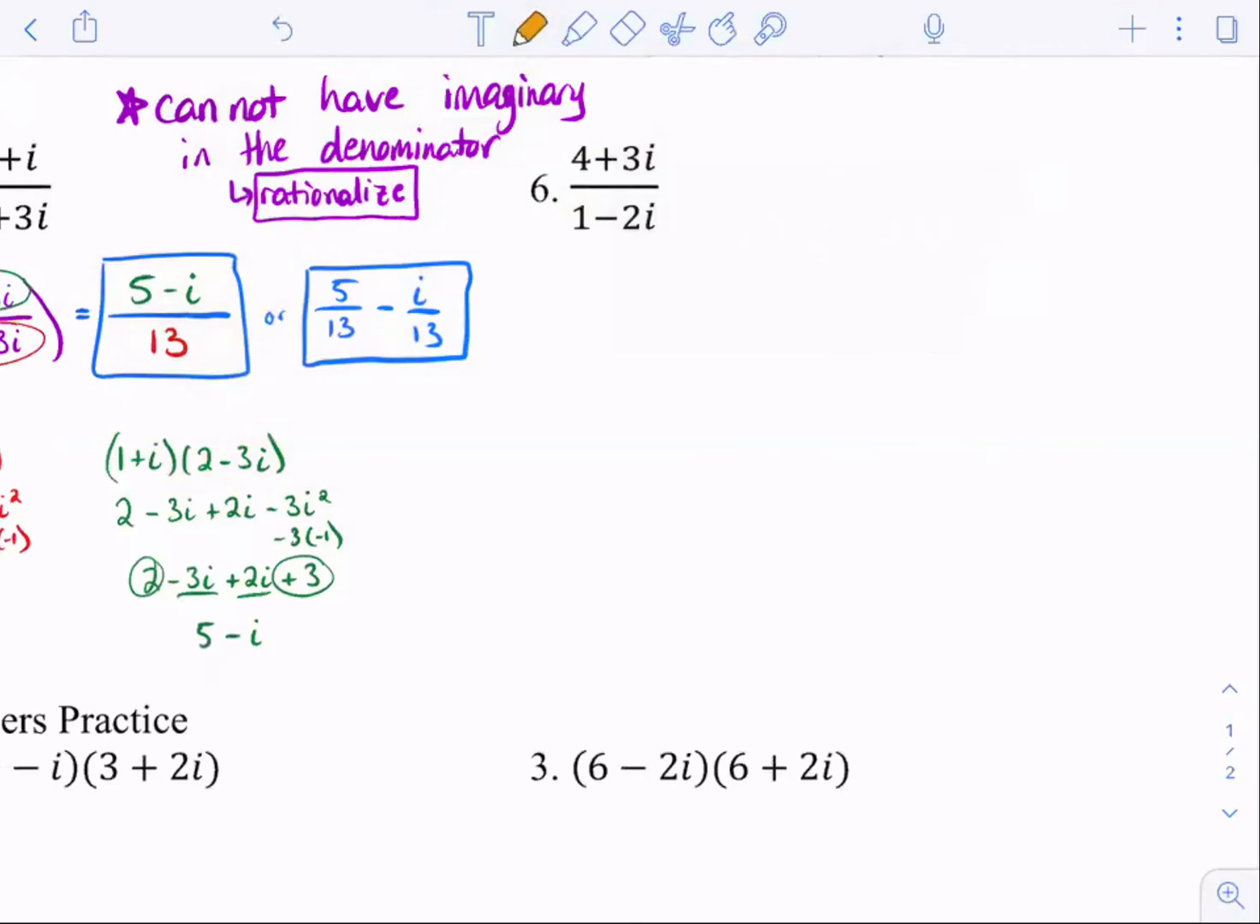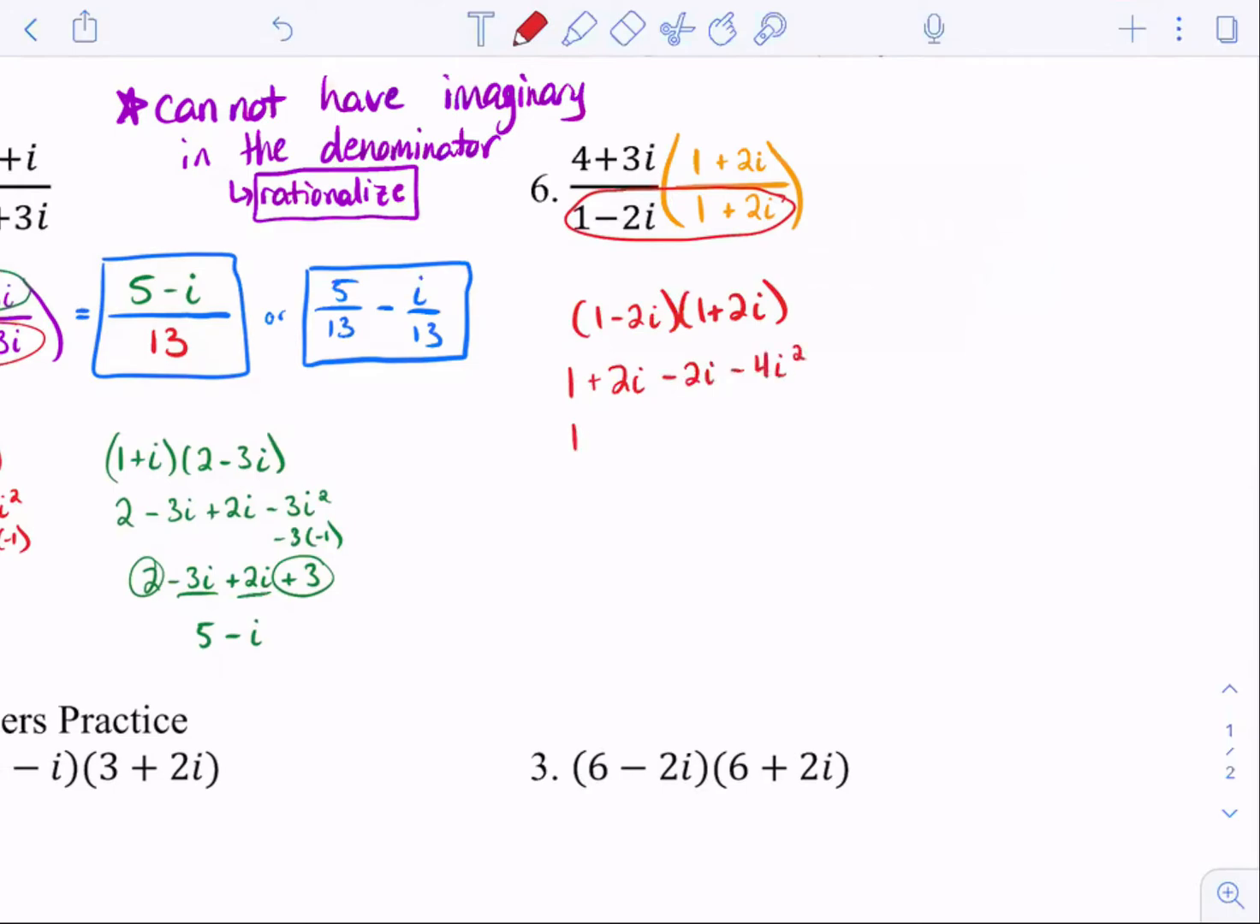So to rationalize this denominator, I have to multiply by the conjugate. So the conjugate of 1 minus 2i is 1 plus 2i. So 1 plus 2i. I'll do this work first. So I should get a real number when I multiply these two. So 1 times 1 is 1, then I get plus 2i, then I get minus 2i, then I get minus 4i squared. So 1 plus 2i minus 2i, this is technically plus 4. So these will cancel out, and I'll get 1 plus 4 is 5.